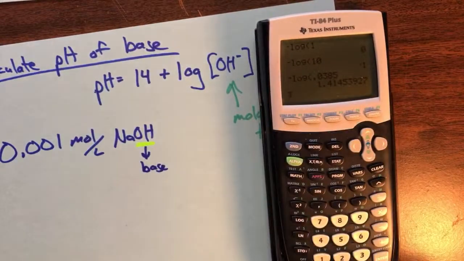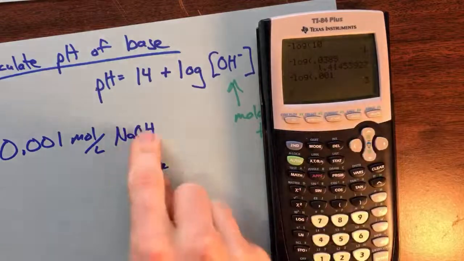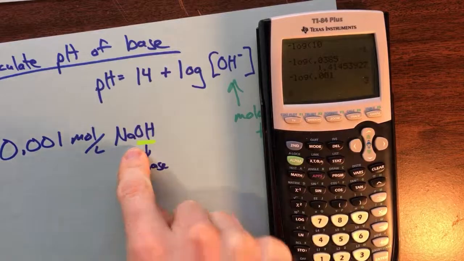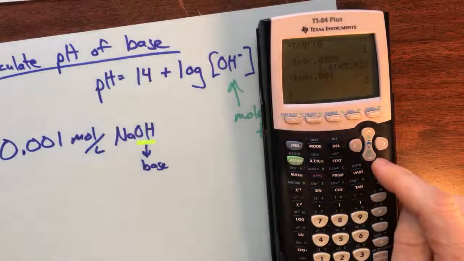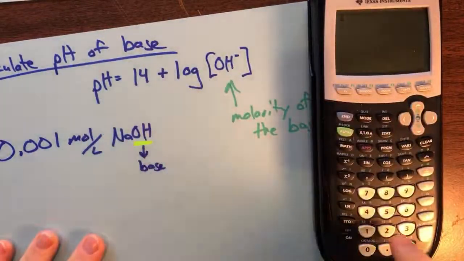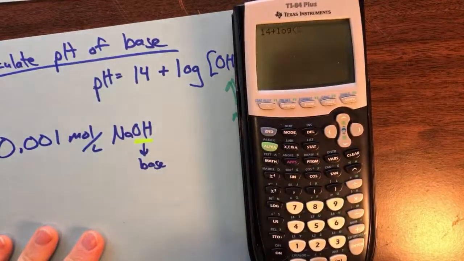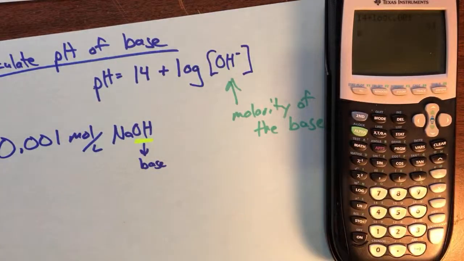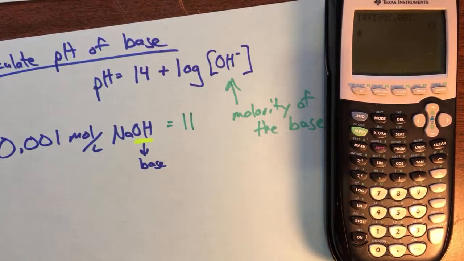And let's suppose you mess up. Let's suppose you use the wrong equation. You go negative log of 0.001, hit enter, and you say, oh, it's a pH of 3. No, it can't be a pH of 3 because sodium hydroxide is basic. You have to have a pH greater than 7 here, so it's not going to be a pH of 3. So that's wrong. So we're going to use the base equation, and that's going to be 14 plus the log of the base molarity. That's going to be 0.001, and that gets me 11. And that makes sense because it's greater than 7, so it's basic. So that has a pH of 11.